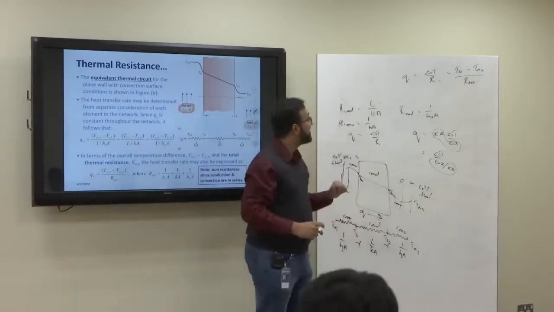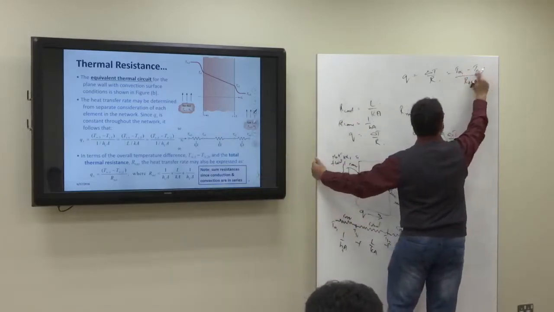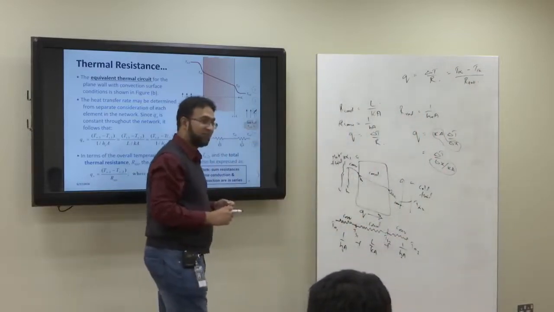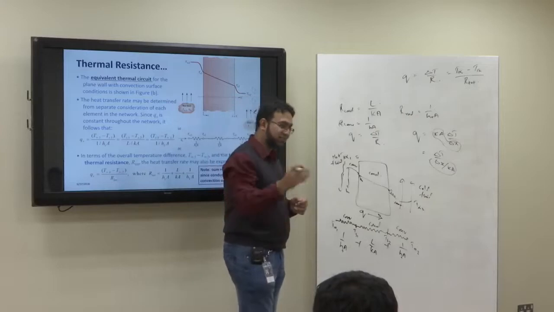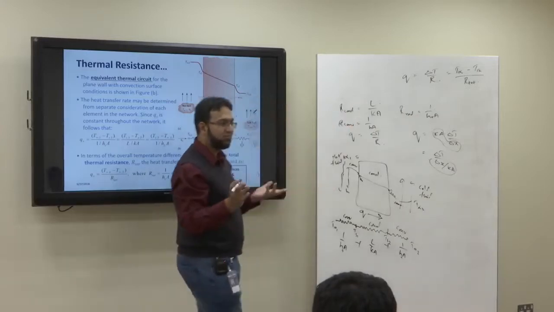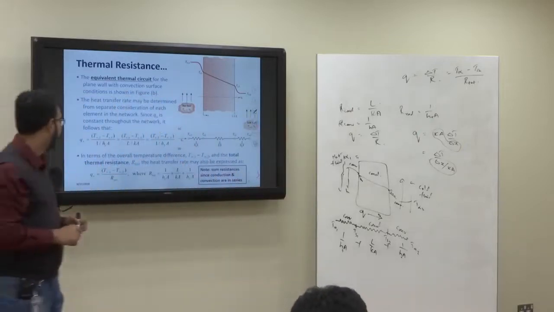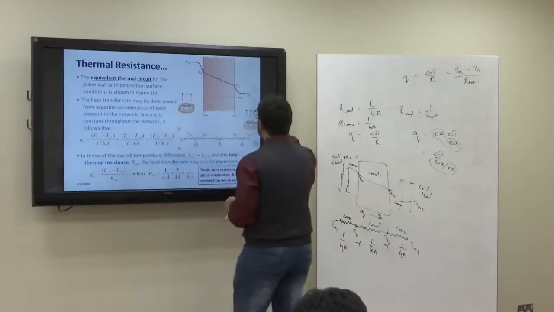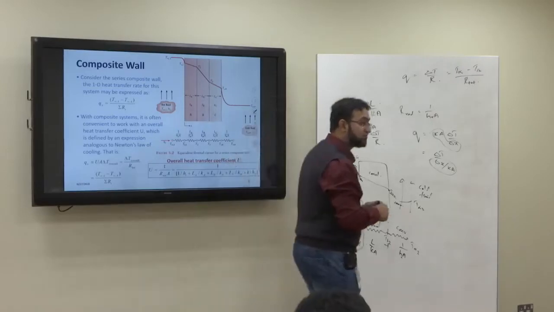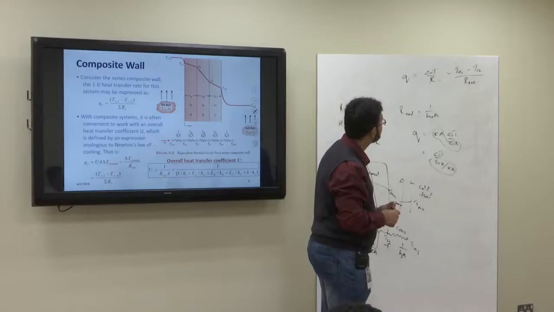Yes, perfect. If I say T infinity 1 to TS2, what about the resistance of the cold side? Then we are not considering that. The R total will have only the first two. Okay, if you understand this, that's it. You understand the concept here. Okay, let's move ahead. It will be T infinity 1 minus TS2, this one above.